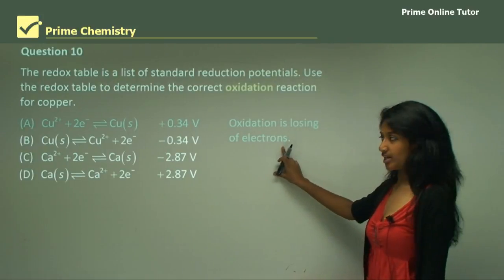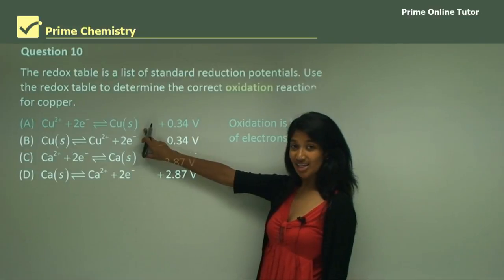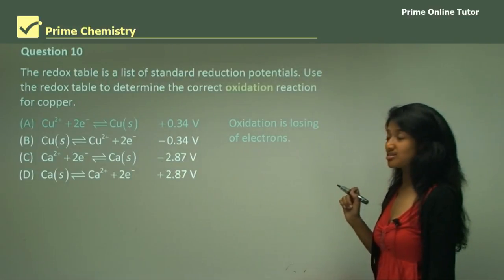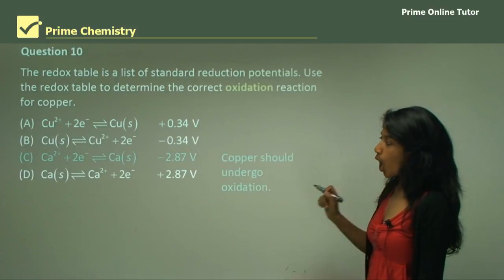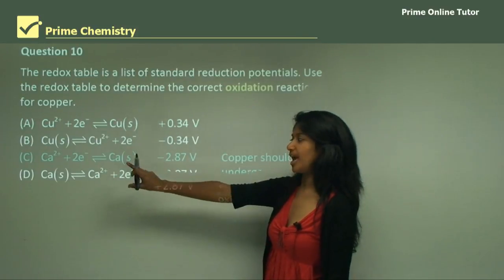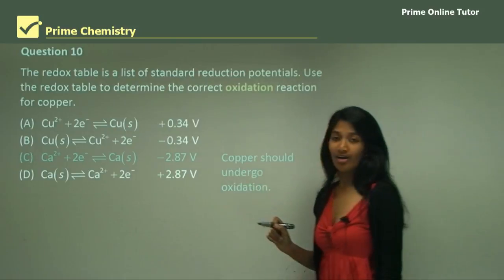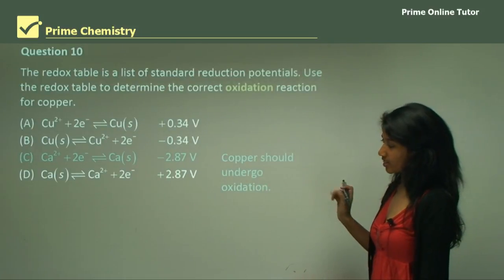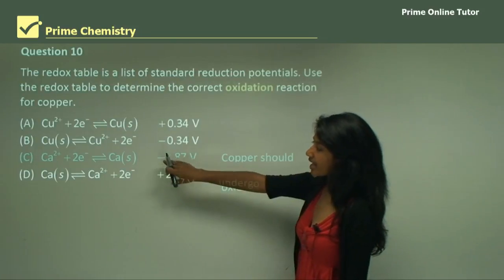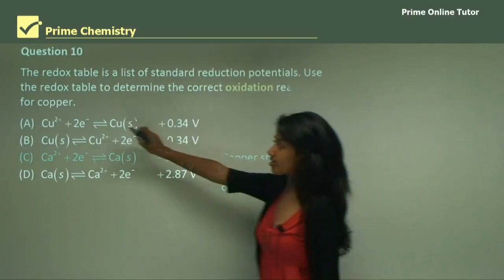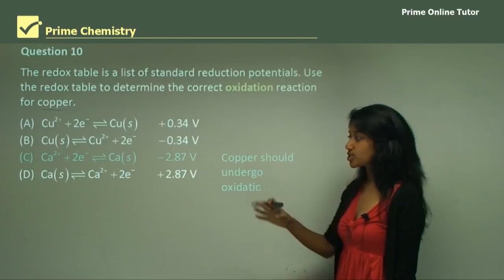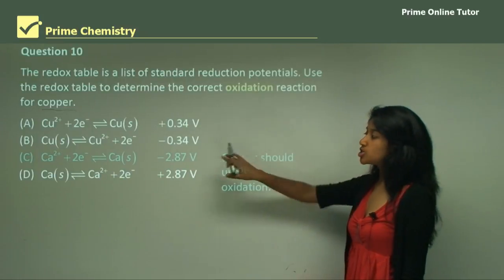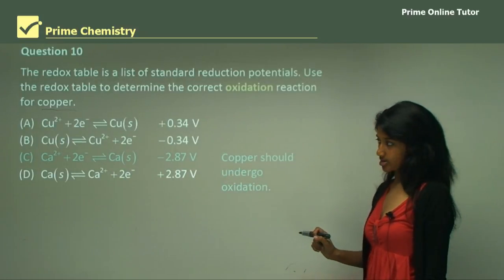Oxidization is losing of electrons. In this case, we're gaining electrons, therefore that answer is incorrect. Now let's consider option C. Option C has calcium gaining electrons to form calcium, the solid, the metal. But again, we're talking about copper, not calcium. And further, oxidation is the losing of electrons, not the gaining of electrons. So answer C is incorrect.